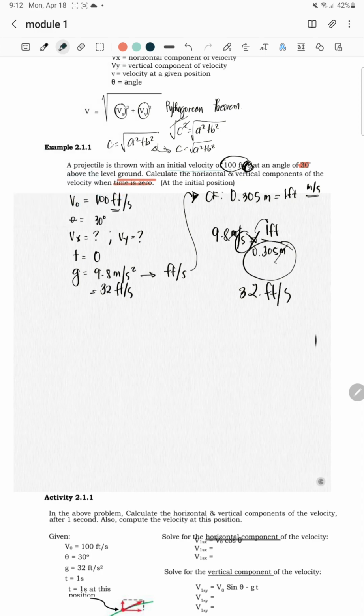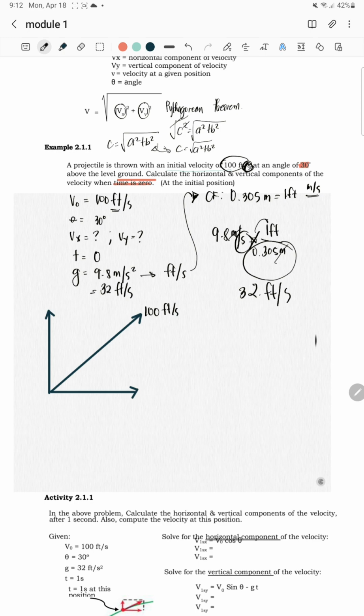we say this one, graph. Mag-graph natin yan. Okay. Ito yung X and Y values natin. Okay, yan. Sabi niya, a projectile is thrown with an initial velocity of 100 meters. So, alam na natin yan. 100 feet per second rather.